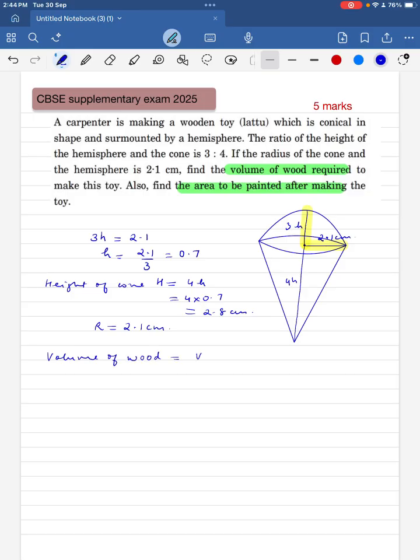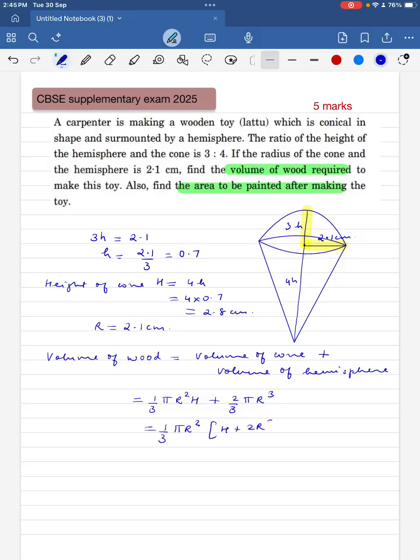Volume of wood is equal to volume of cone plus the volume of hemisphere. Now, how do we find the volume of the cone? We could use the formula 1 by 3 pi r squared h. And the volume of the hemisphere is 2 by 3 pi r cubed. From this I could take out 1 by 3 pi r squared common, and I would have h plus 2r in the bracket.